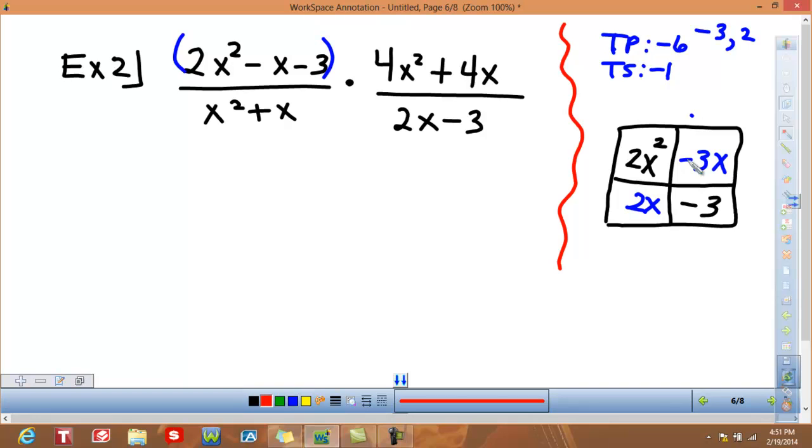Now we take the greatest common factor. The greatest common factor of the first row is x. The greatest common factor of the second row is +1. In the first column, the greatest common factor is 2x. And in the second column, the greatest common factor is -3. So these are my factors to this quadratic: 2x minus 3 and x plus 1.